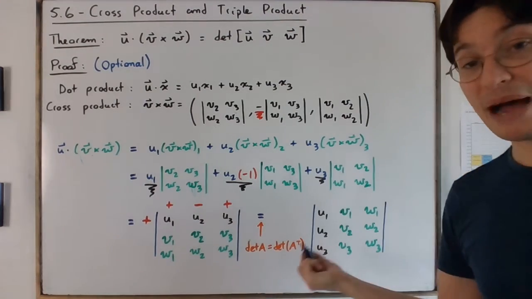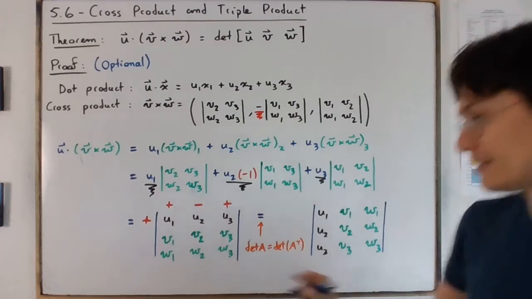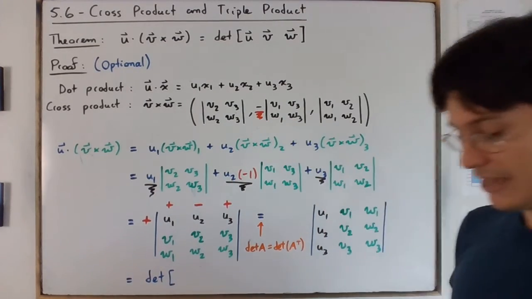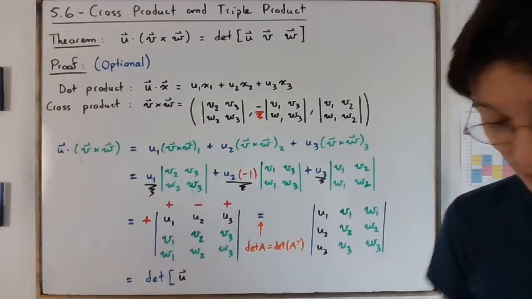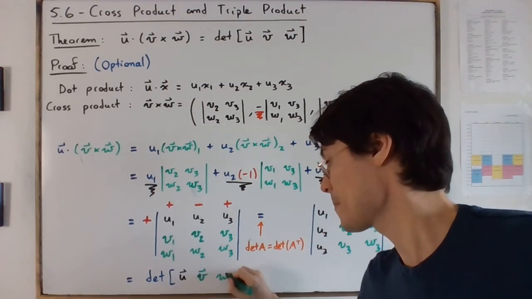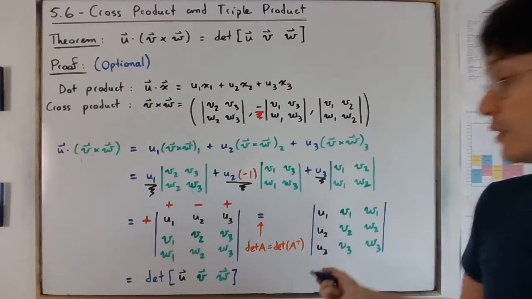And as you can see, by definition, it's exactly this. So this is the determinant of, and again, if I color code them just for fun, the vector u in black and the vectors v and w in green. And this is what we wanted to prove.